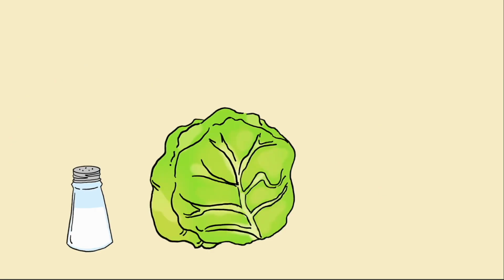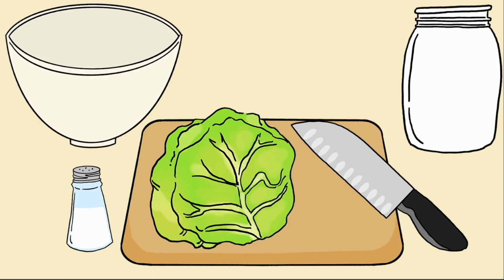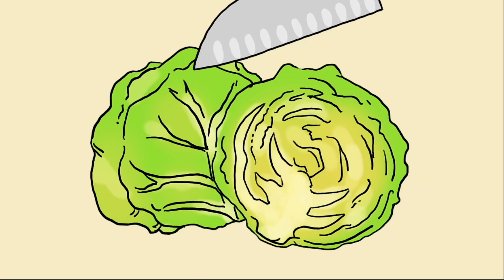It's a pretty simple process. All you're gonna need is a cabbage, some non-iodized salt, a bowl, a cutting board, a knife, an empty and clean mason jar, a weight, and an airlock lid. So first of all, you have to remove the outermost layers of the cabbage and discard the core.